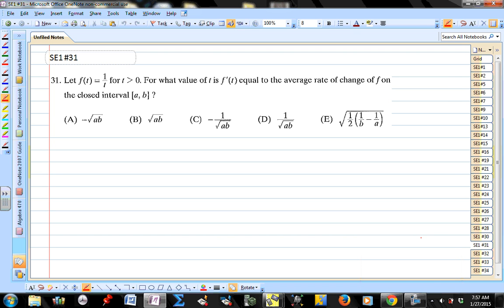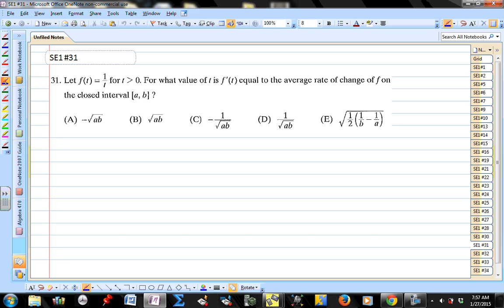In problem number 31, we're asked to find where the average rate of change equals the instantaneous rate of change on an interval. Sounds like a mean value theorem type question. And even though this question is in the calculator section, we don't need to use a calculator to answer this one. We just need to do a bunch of algebra.